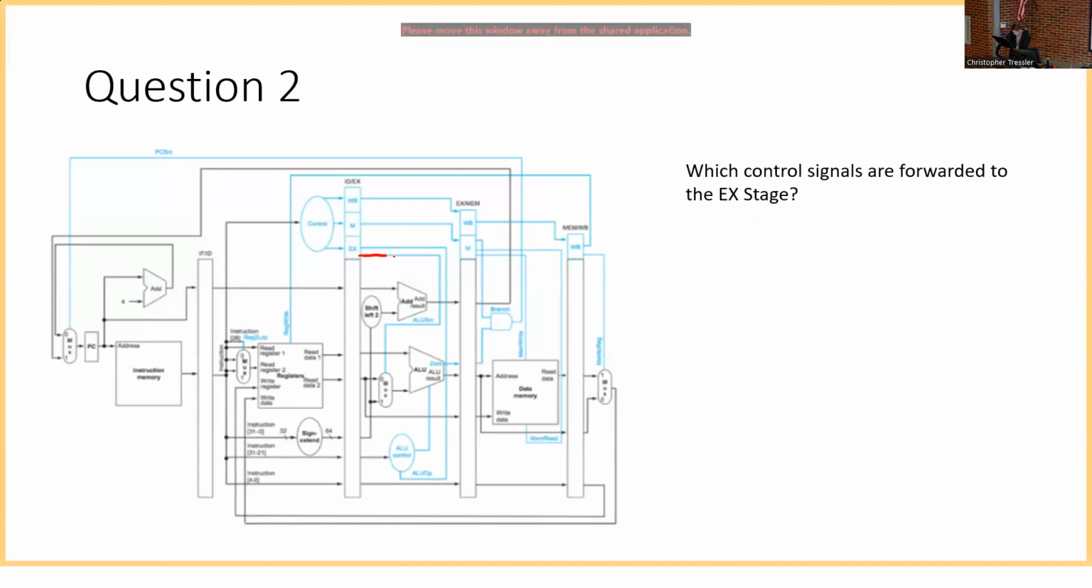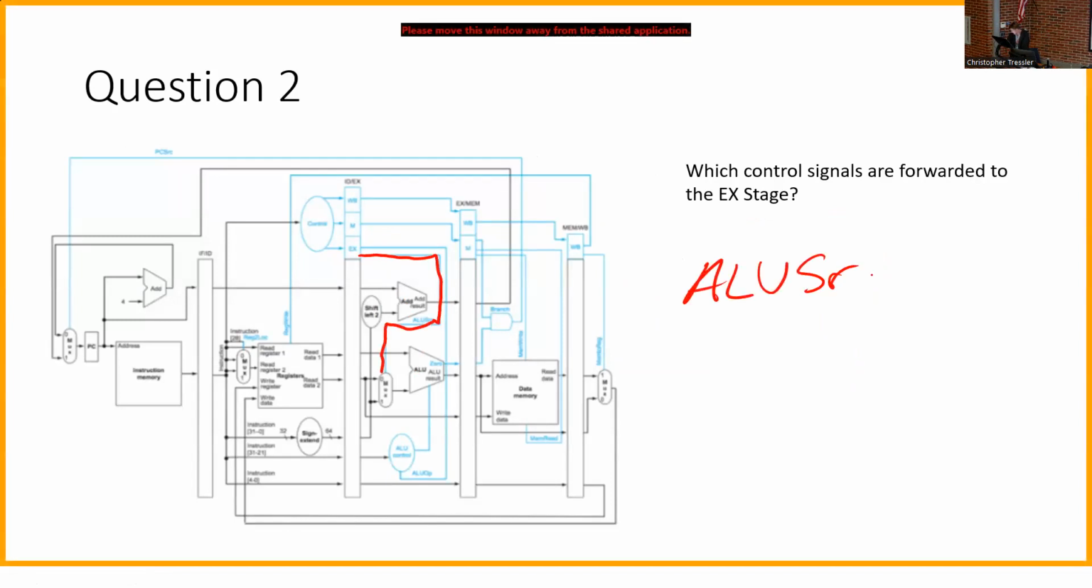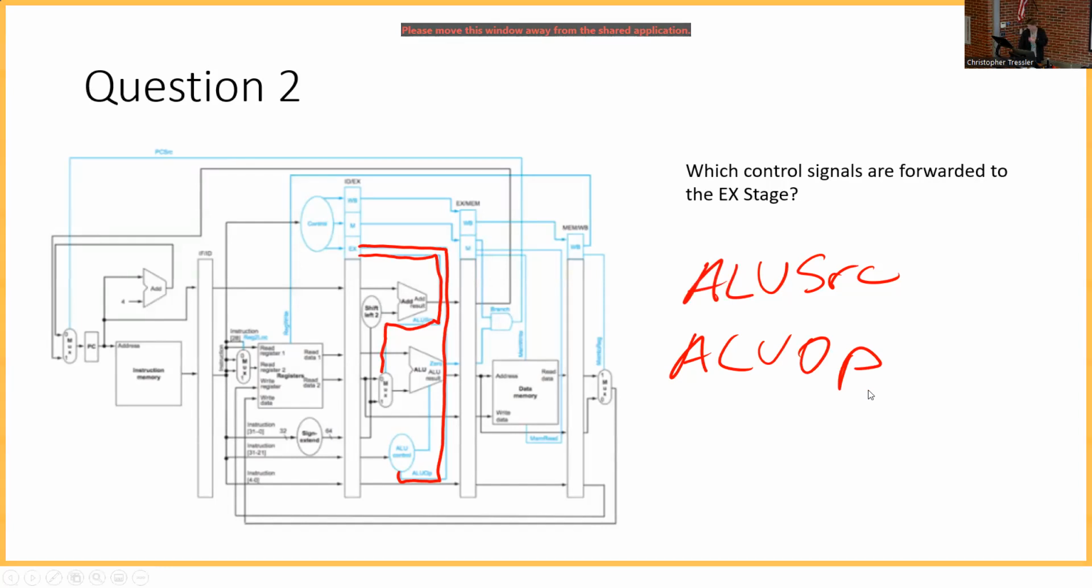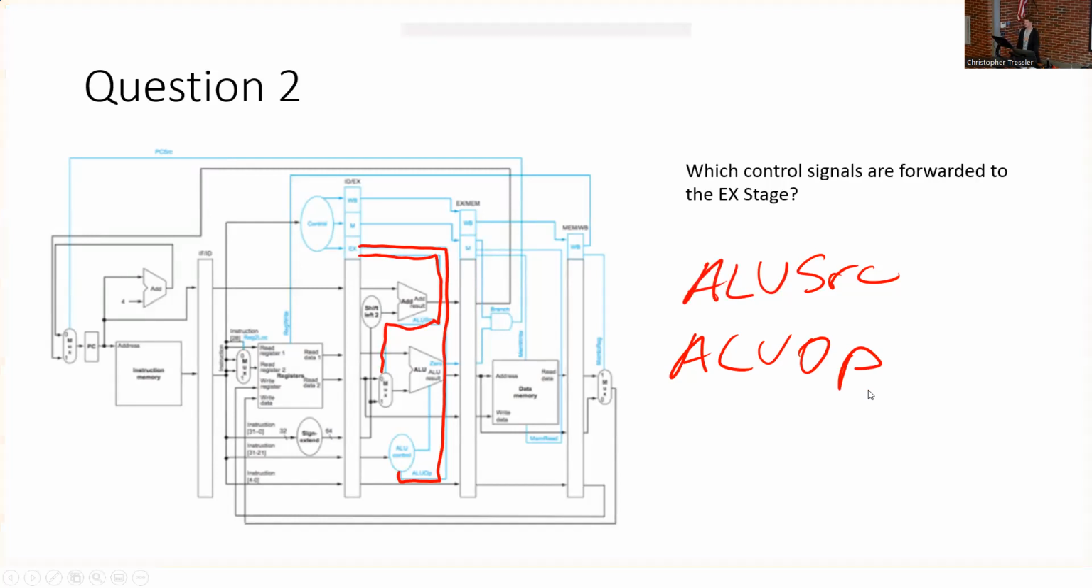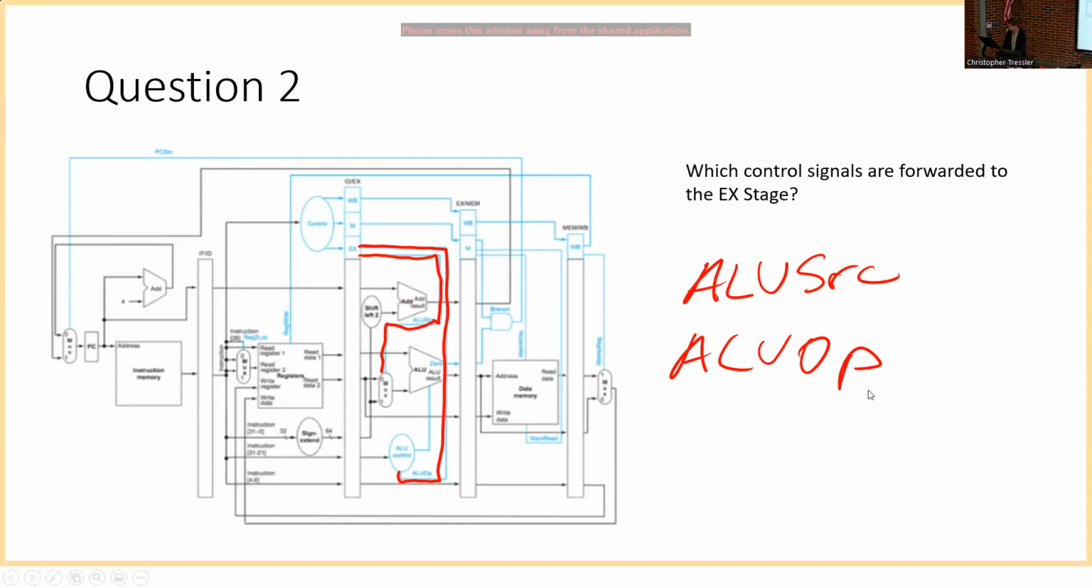We have ALU source. And then also for EX, we have ALU OP. Let me make sure that's correct. Yeah, that's correct. So basically, once again, that's as simple as just looking at a data path, following lines and seeing how they work.